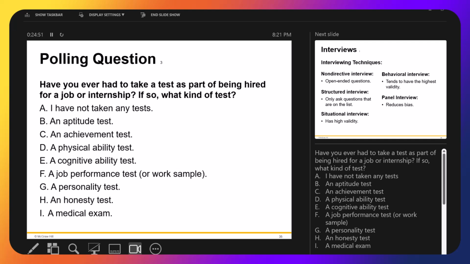Polling question: Have you ever had to take a test as part of being hired for a job or internship? If so, what kind of test? Here they are listed right here. And you can answer that on your own, which one you took.